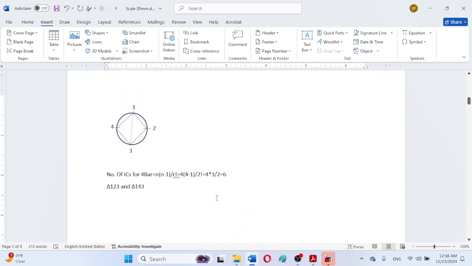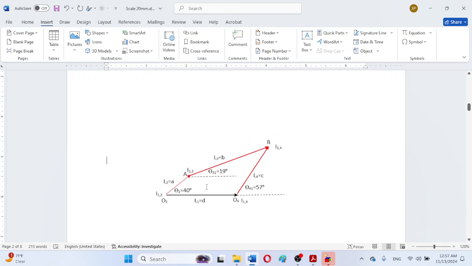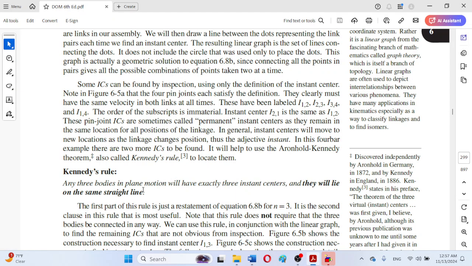Now we are required to locate the instant center 1 comma 3, meaning the instant center connecting link number 1 and link number 3, because these two links are not directly attached. As Kennedy's rule states, any three bodies in plane motion will have exactly three instant centers, and they will lie on the same straight line.